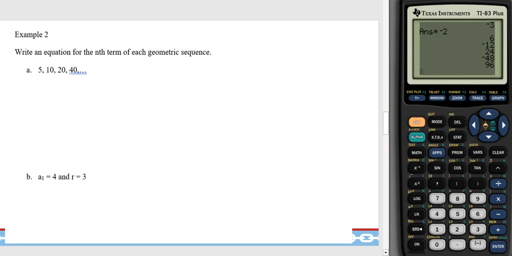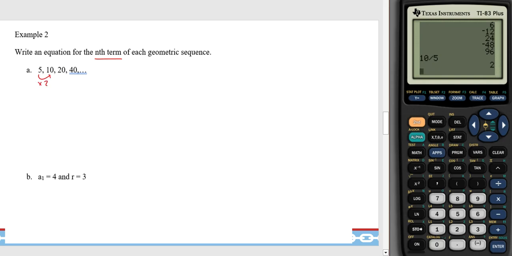So for our next example here, they do not tell us the n value that they're looking for. They're actually telling us specifically to write the equation. So we don't have a specific term. They don't even tell us our common ratio. So I can just do second term divided by first term. 10 divided by 5 is times 2. Common ratio of 2. They're all times 2 all the way across.